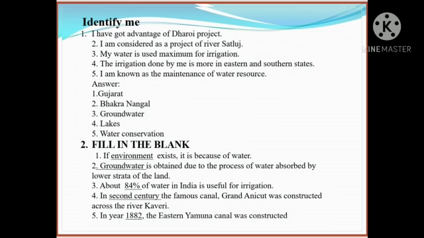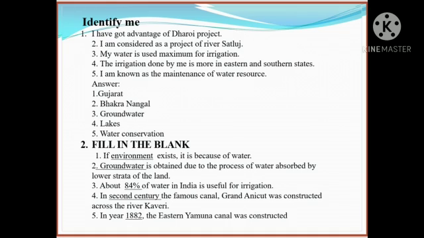If the environment exists, it is because of water. Groundwater is obtained due to the process of water absorbed by the lower strata of the land. About 84% of water in India is used for irrigation. In the 2nd century, the famous canal Grand Anicut was constructed across the river Kaveri. In the year 1882, the Eastern Yamuna Canal was constructed.